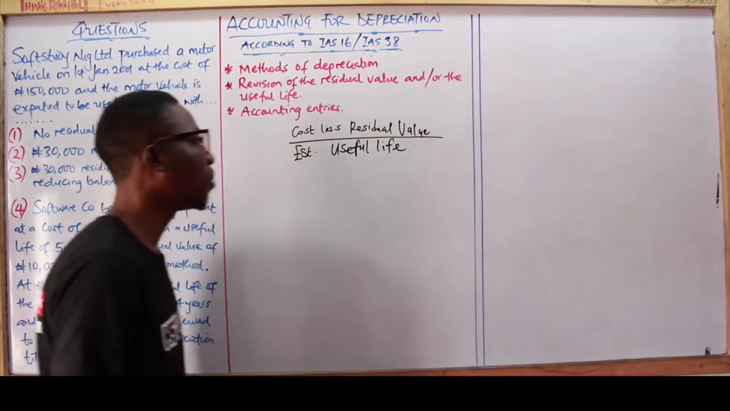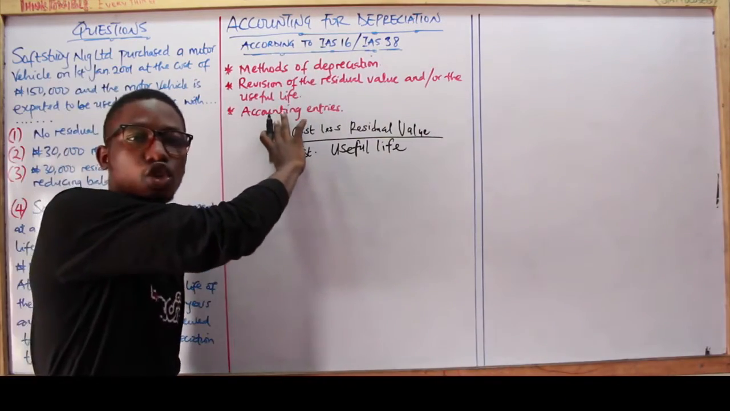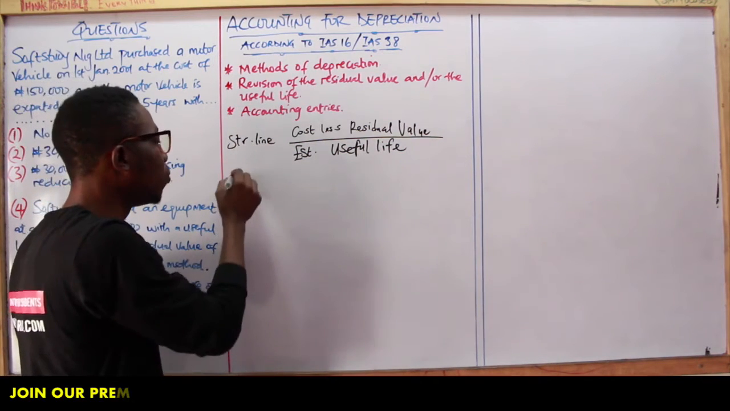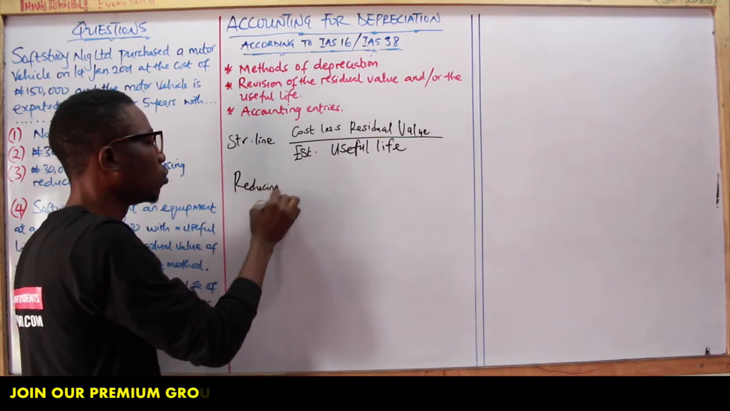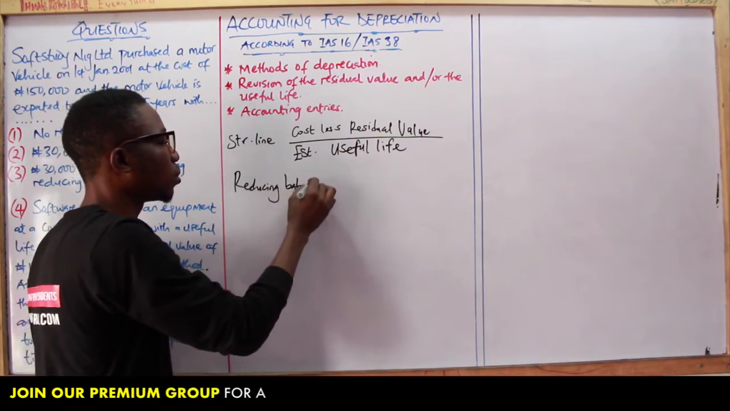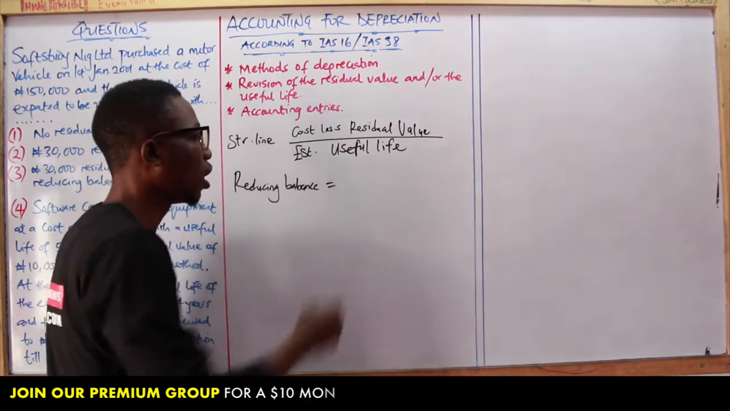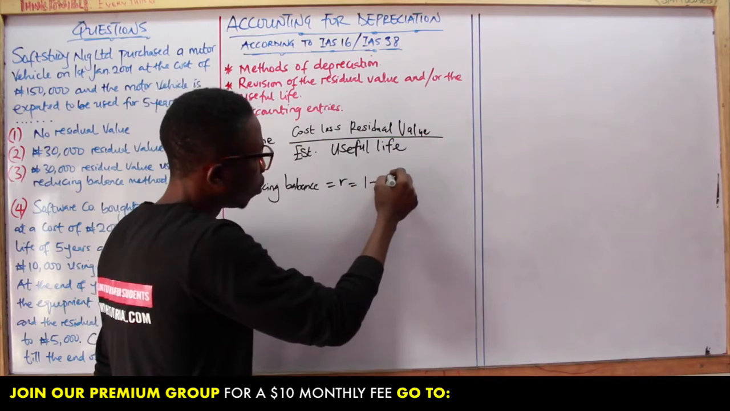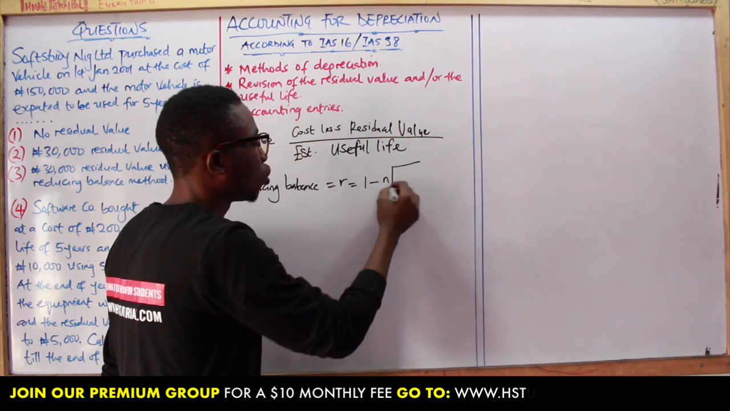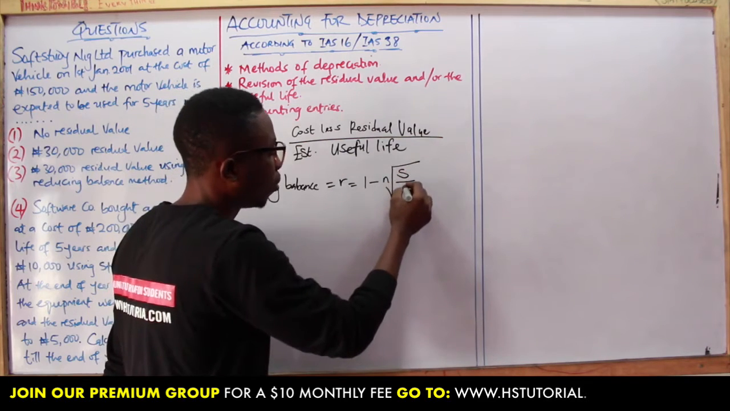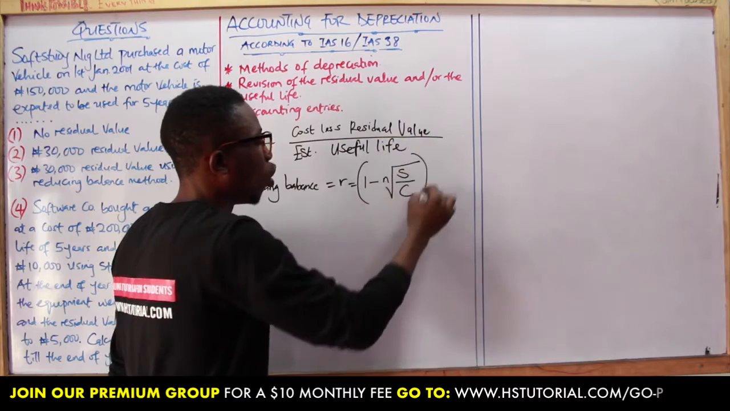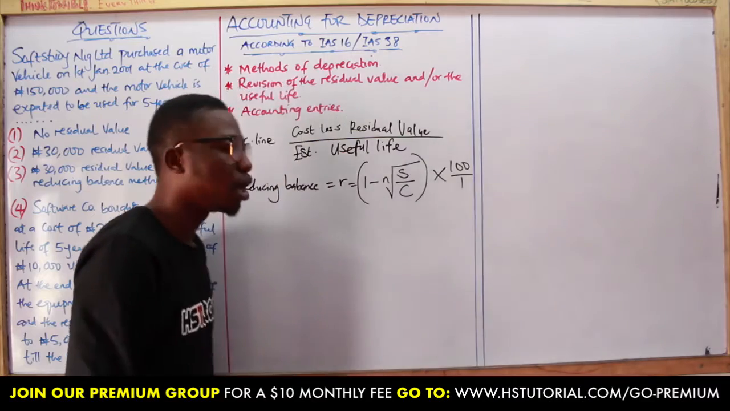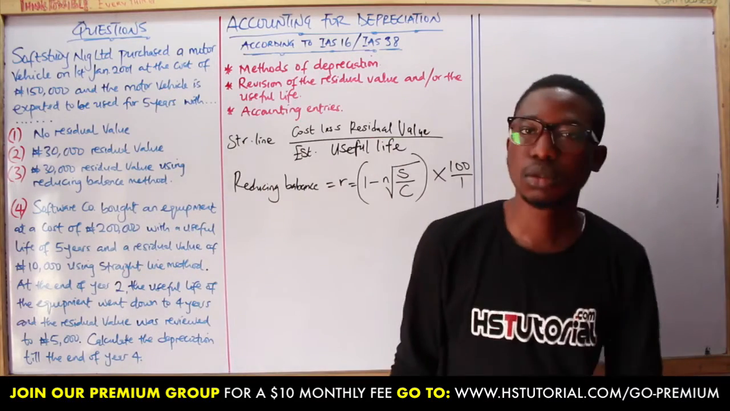What is the formula for the straight line method? This is actually the formula for the straight line method. Then the formula for the reducing balance method is actually R equals 1 minus the nth root of the scrap value over the cost of the asset, open and close bracket, multiplied by 100 over 1. So now let's start with just one question.